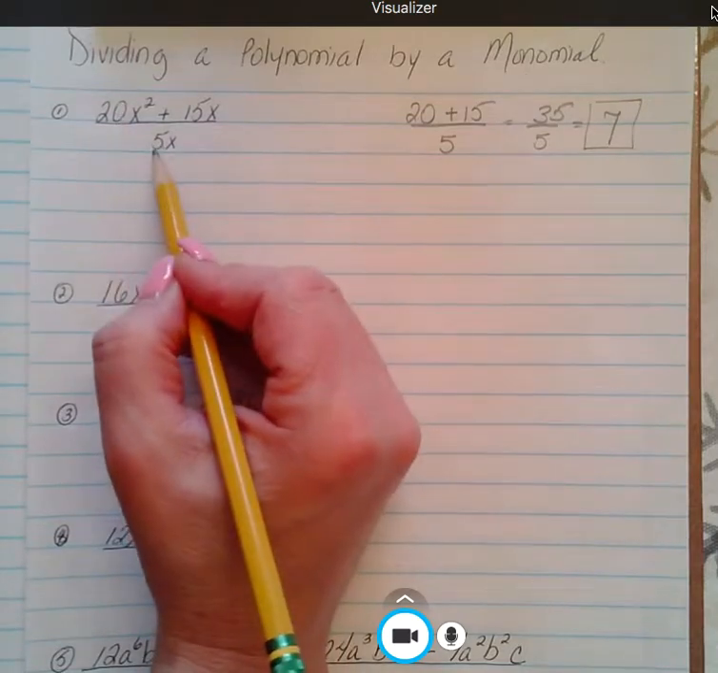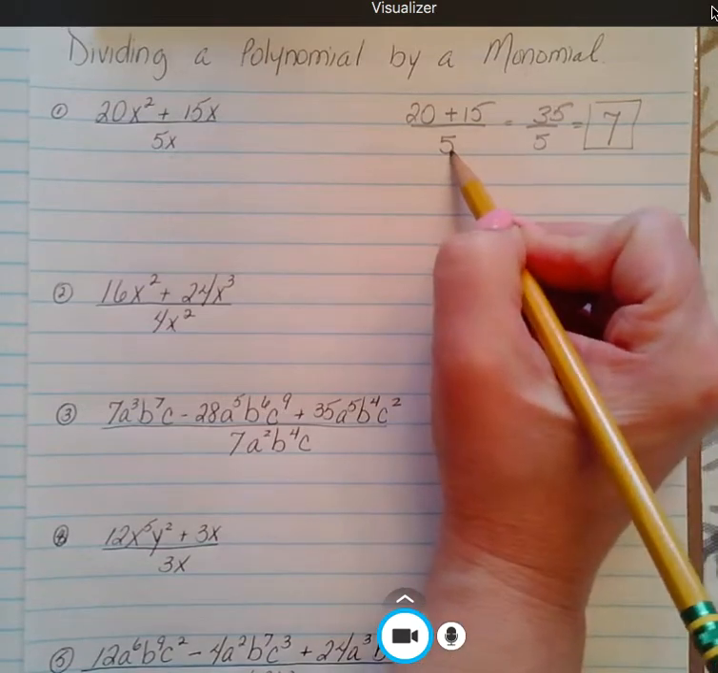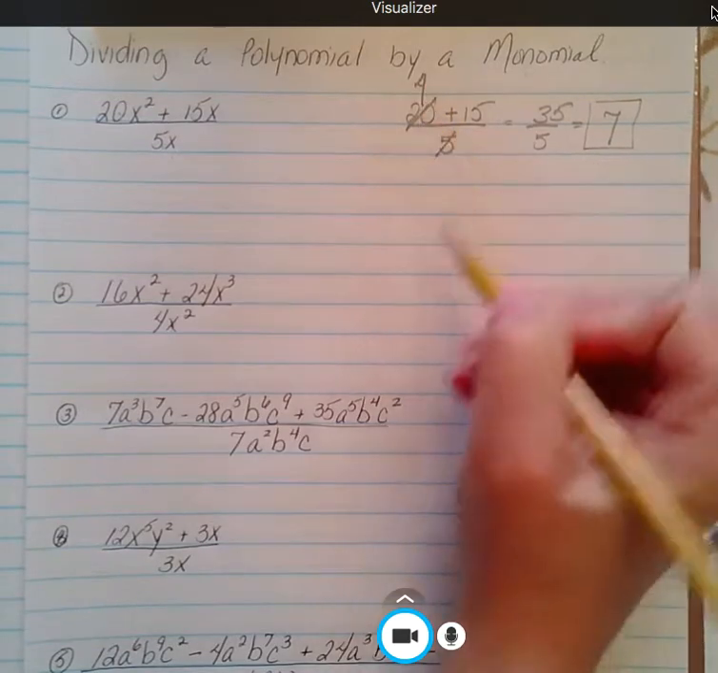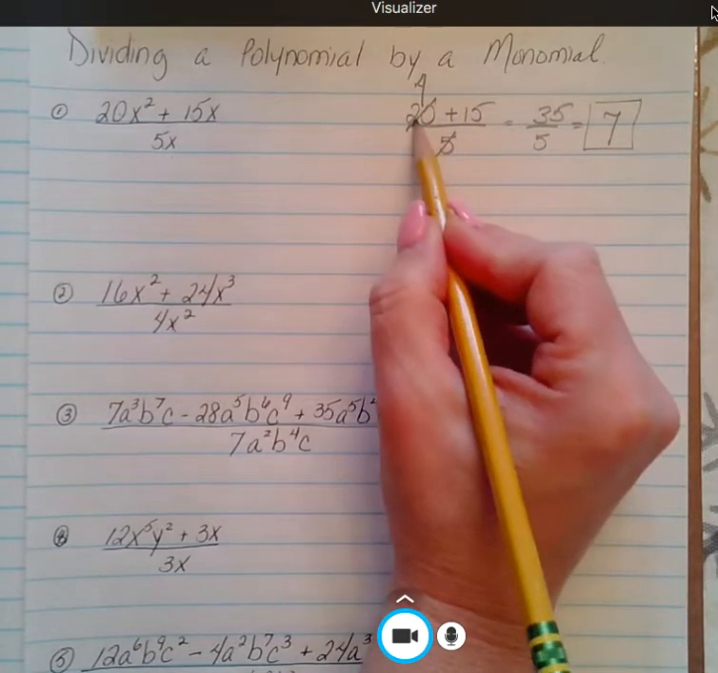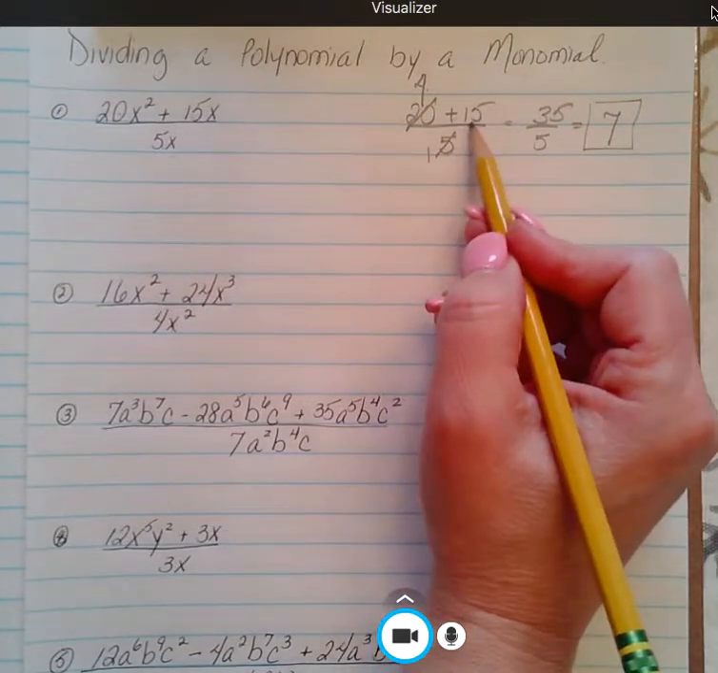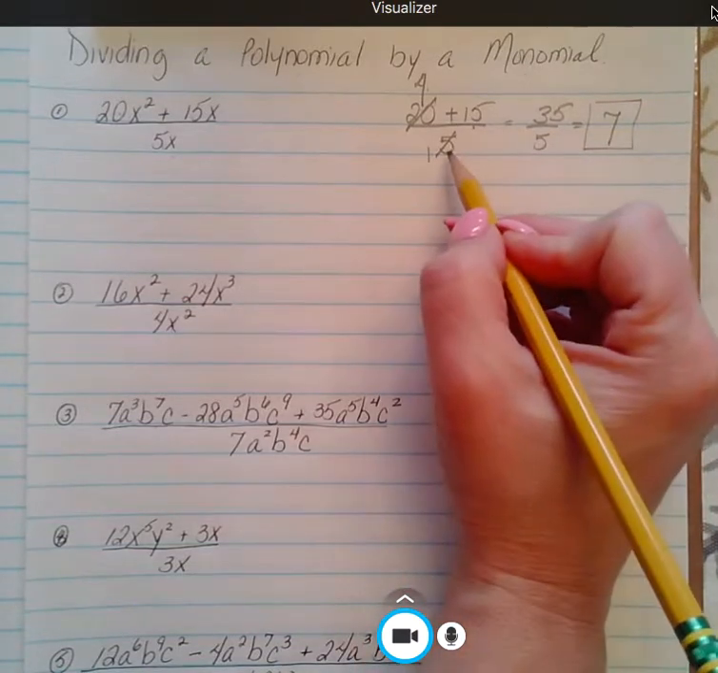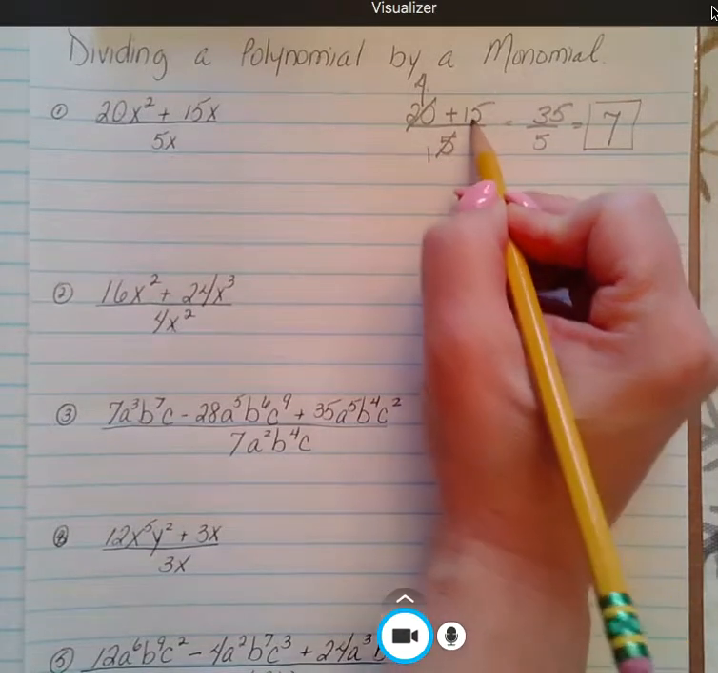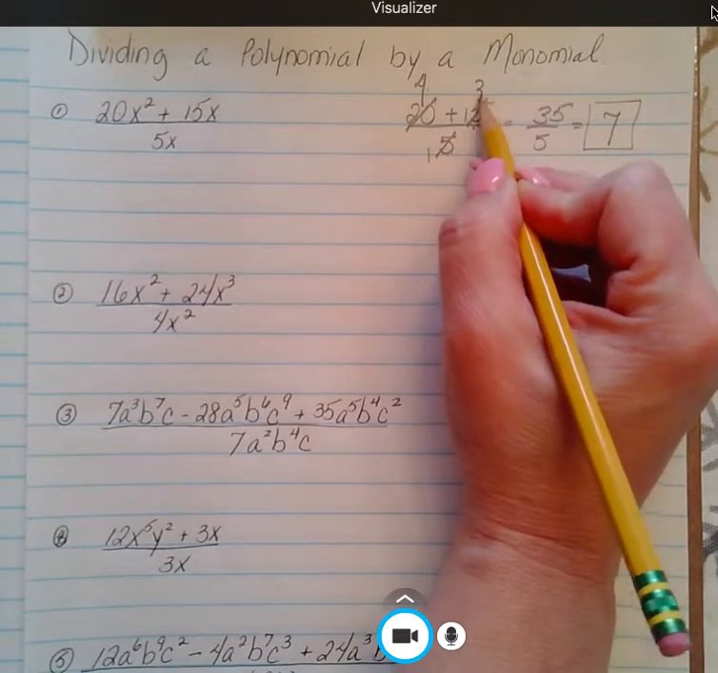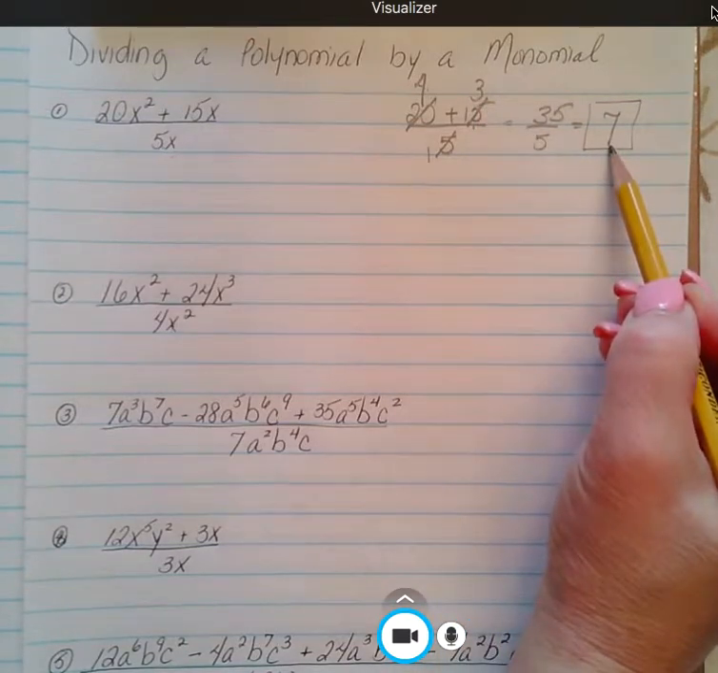Sometimes we want to cancel. We get a little bit cancel happy. If I cancel the 5 with one of the terms in the numerator, 5 goes into 5 once, into 20 4 times. Now I've got 4 plus 15. And 4 plus 15 is 19. That's not 7. But I can divide 5 into this side as well. 5 goes into 15 3 times. And yes, 4 plus 3 is equal to 7.